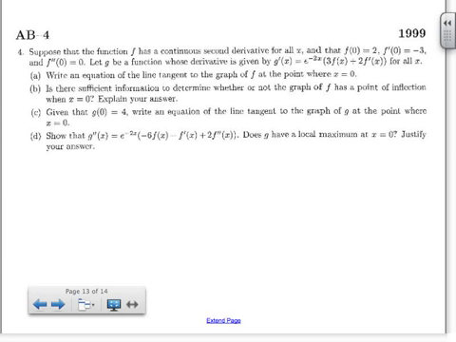Okay, so this says, suppose that the function f has a continuous second derivative for all x, and that f of 0 equals 2, f prime of 0 equals -3, and f double prime of 0 equals 0. Let g be a function whose derivative is given by g prime of x equals e to the -2x times the quantity 3f of x plus 2f prime of x for all x values. So part A says, write an equation of the tangent line to the graph of f at the point where x is equal to 0.